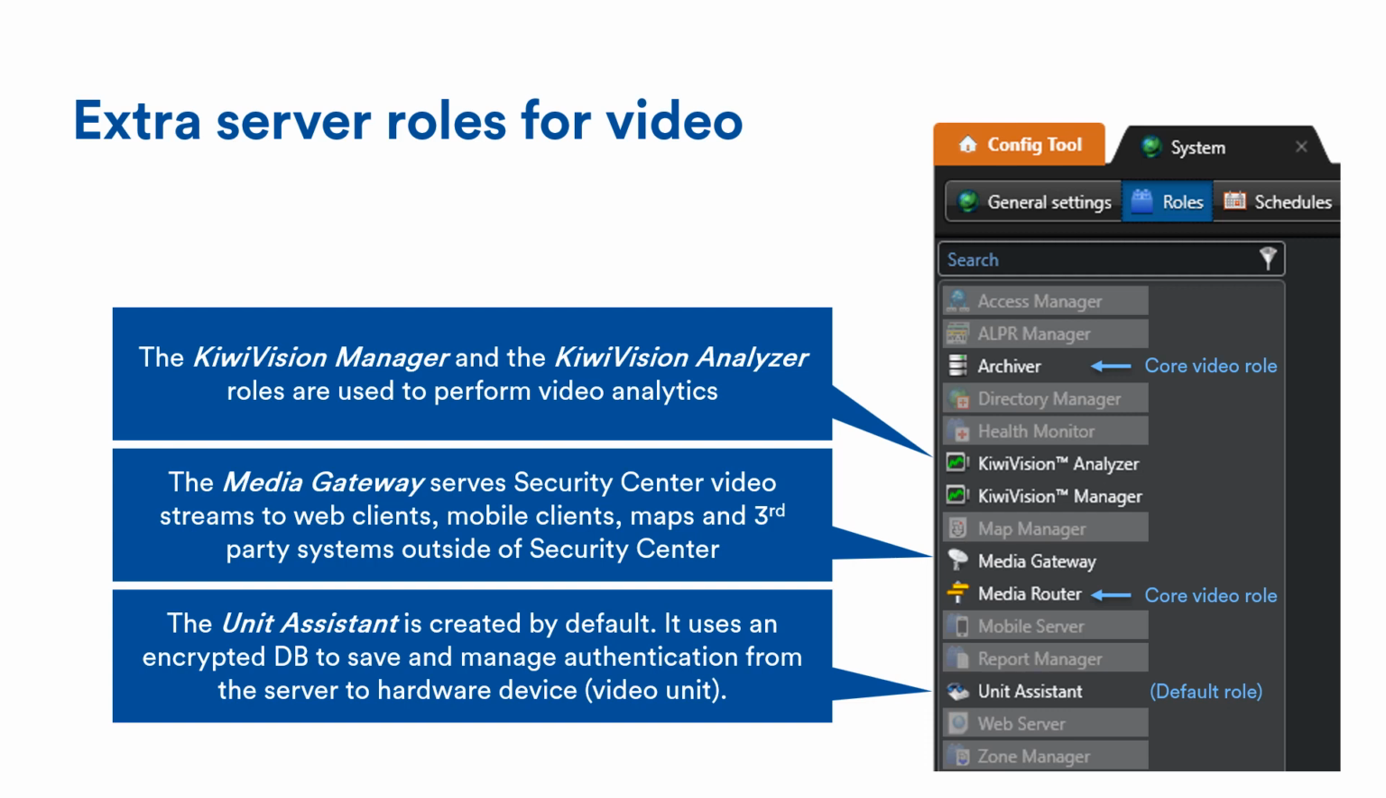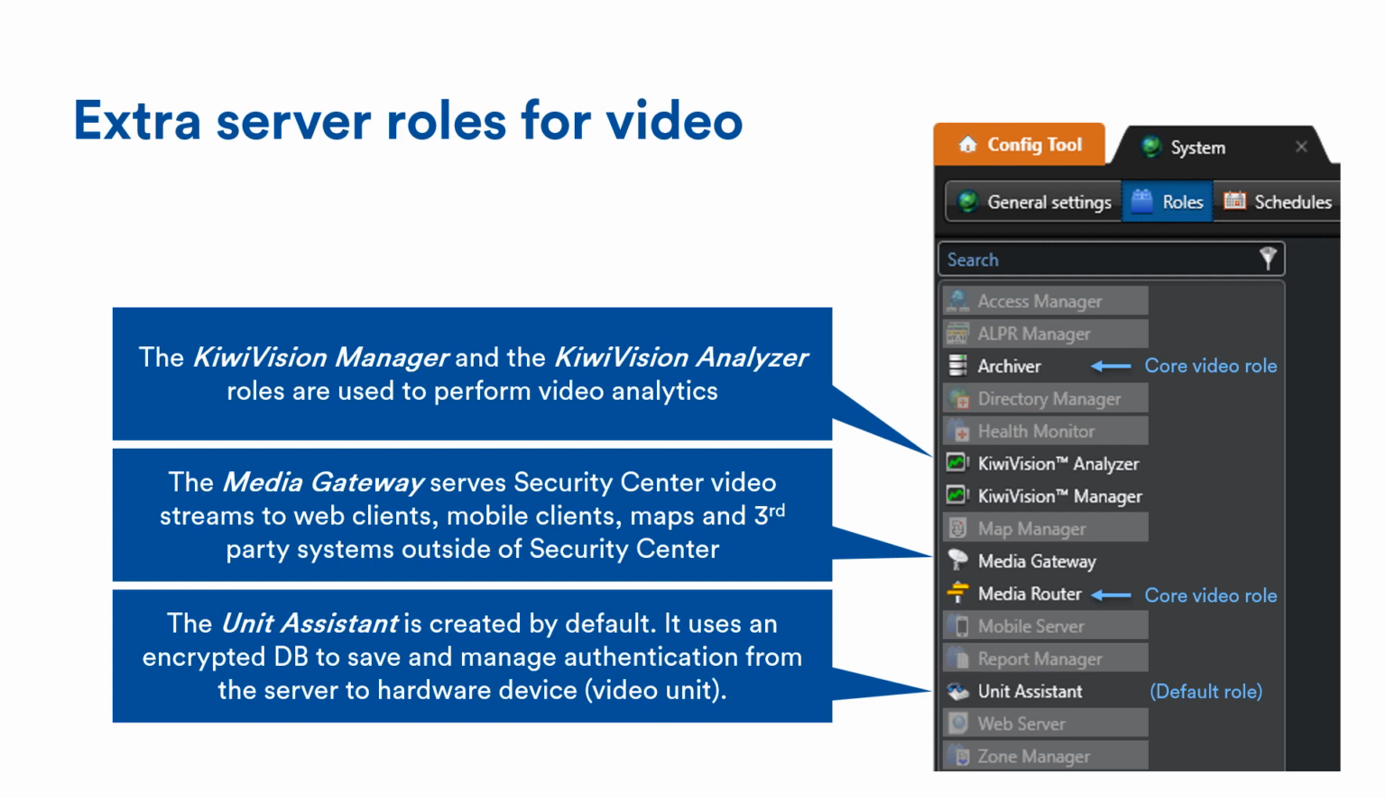The Media Gateway serves Security Center video streams to web clients, mobile clients, maps, and third-party systems outside of Security Center. Let's say, for example, that I work for the city as part of a traffic management team, and I wanted to publish some of my highway cameras to the city's website so that residents could have a look at the traffic from a web page. I could use the Media Gateway to share specific video streams with other applications, like a web server.